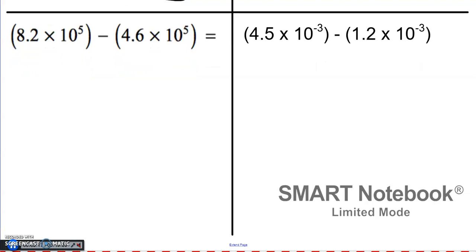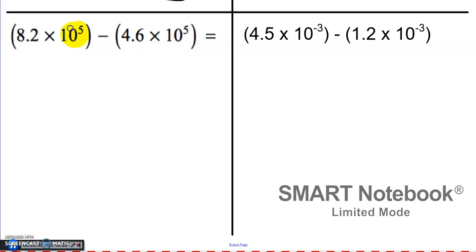All right, let's go down to these two subtraction problems. Subtraction and addition are very, very, very similar. We need to first see, are the powers of 10 the same? And then if so, we can subtract them normally. If the powers are not the same, we need to convert. And then we always want to have our answer be in scientific notation.